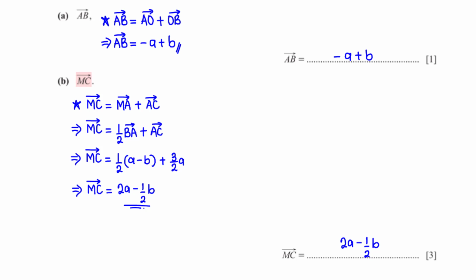Find MC. MC is equal to MA plus AC. MA is half of BA. Since we are moving from M to A, we can only say MA is half of BA, which is in the same direction, and not AB, which is in the opposite direction. We found AB in the previous question as negative a plus b. BA is the negative of AB, so that will be a minus b.